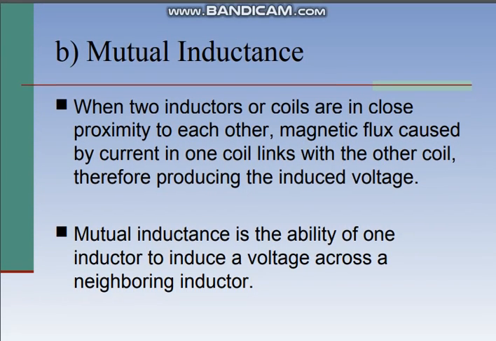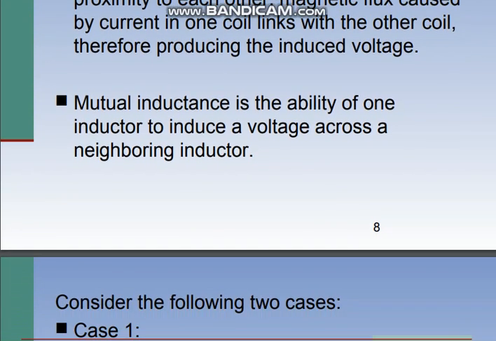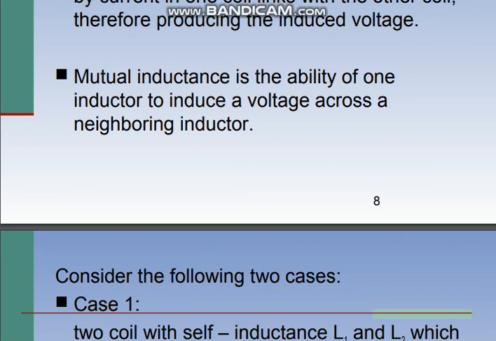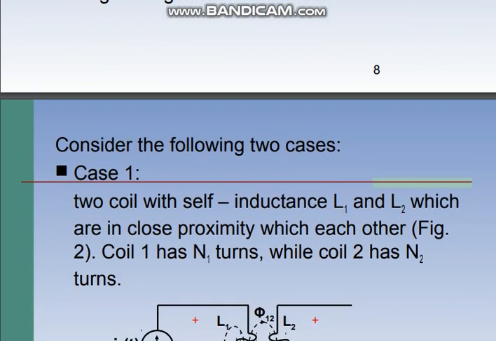Now coming to another point, mutual inductance. What is mutual inductance? First of all, self-inductance means there is a single coil. Mutual means there are two inductors or coils in close proximity to each other, just like a transformer. The magnetic flux caused by current in one coil links with the other coil, therefore producing an induced voltage. Mutual inductance is the ability of one inductor to induce a voltage across a neighboring inductor.